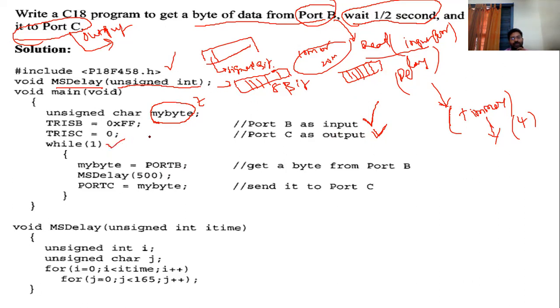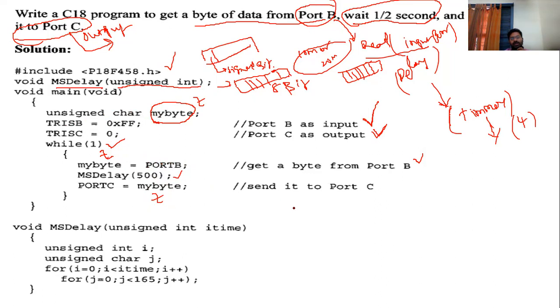Then z is equal to my byte, which is equal to the port. Whatever the unsigned character value is, you can assign it to port B, getting a byte from port B. So whatever the value of z, we get from port B. Z is assigned to the port. How much delay can you consider? They consider a delay value of 500. Then port C is equal to Z. So you wait for the waiting period.